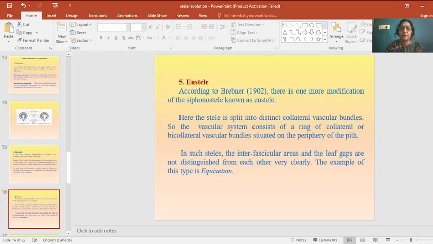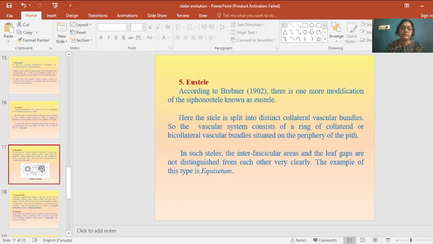Collateral vascular bundles are those bundles in which the xylem and phloem lie together, and in between is present the cambium. If the cambium is not present, we call it closed collateral vascular bundles. In bicollateral, the xylem is surrounded on both sides by the phloem. In eustele, the interfascicular areas and the leaf gaps are not distinguished from each other very clearly. An example of the eustele is Equisetum.